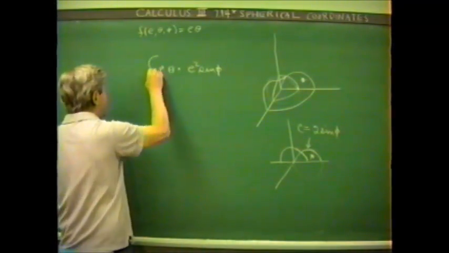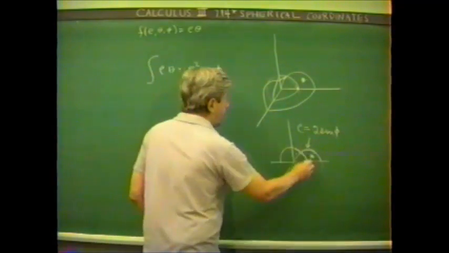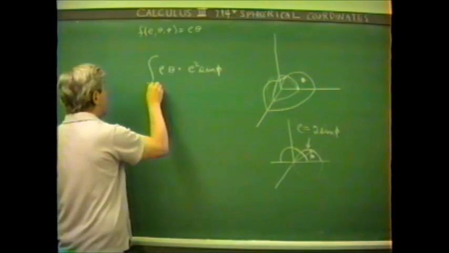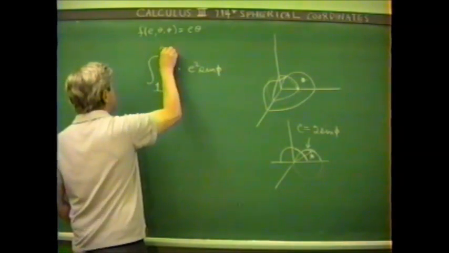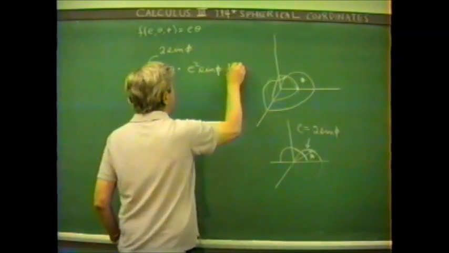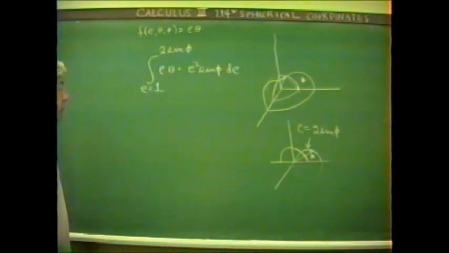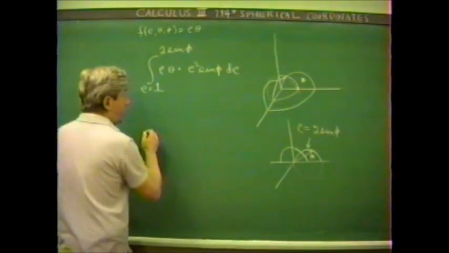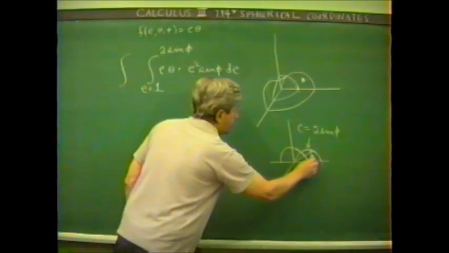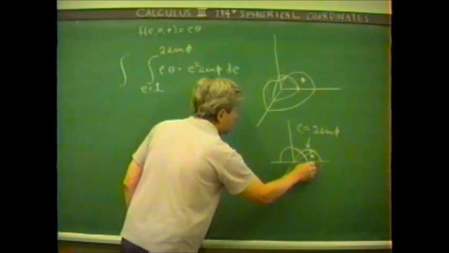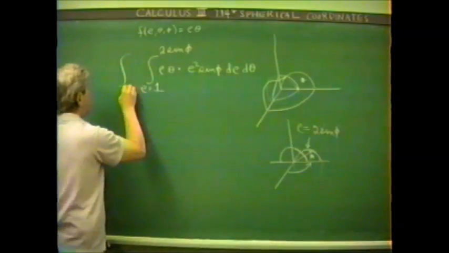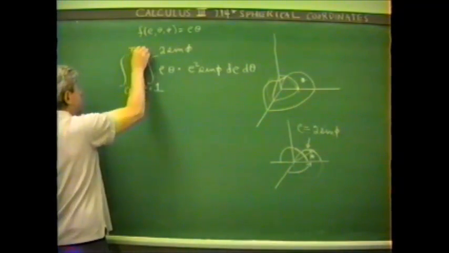We now wish to integrate this in the rho direction from 1 to 2 sine phi. So from rho equals 1 with respect to rho to 2 sine phi. We then wish to integrate that for the first octant here. We wish to integrate that with respect to theta from 0 to 2 pi over 2.